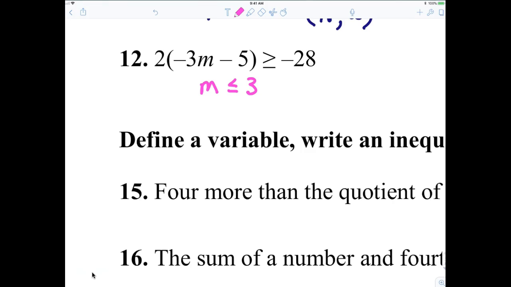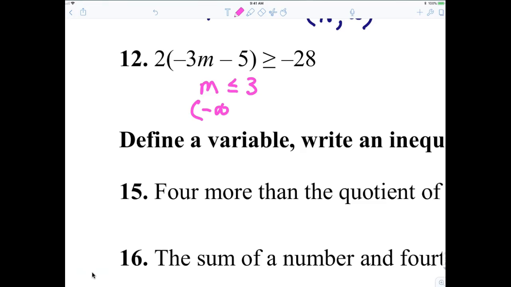So when you change the signs, do you do it for the number that's being divided from? Yes. Whenever you divide by a negative, you change the signs. In other words, whenever the variable is negative. Does that answer your question? Yeah. All right. So now, if m is less than or equal to 3, in interval notation that would be what?